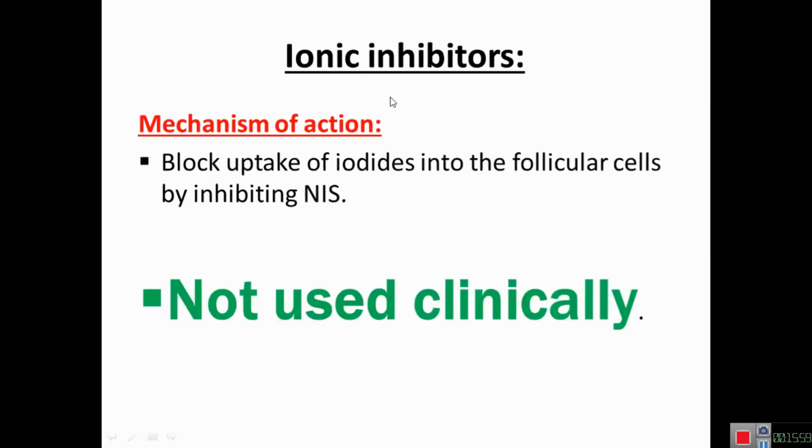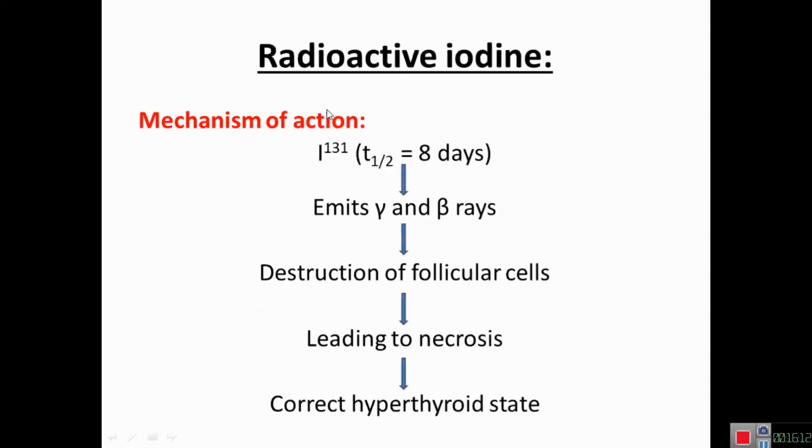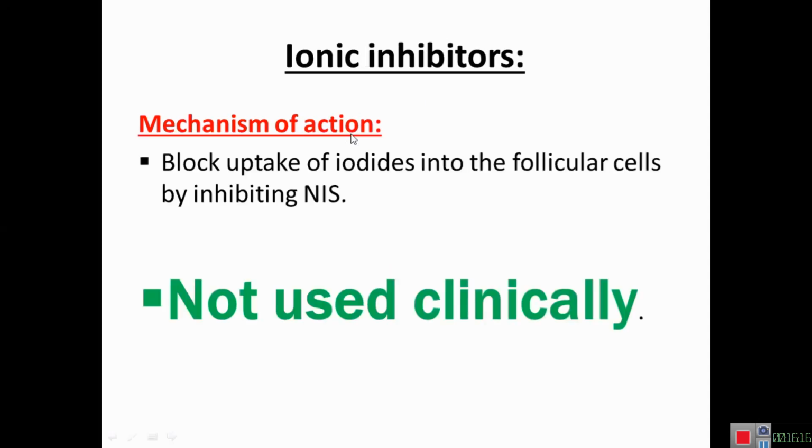The ionic inhibitors, as we know, are not used clinically because of their toxic effects. You know their mechanism of action. Now we will go to the third and very important drug, radioactive iodine. Which isotope are we going to use for diagnostic purposes with radioactive iodine? Can you tell me which isotope?